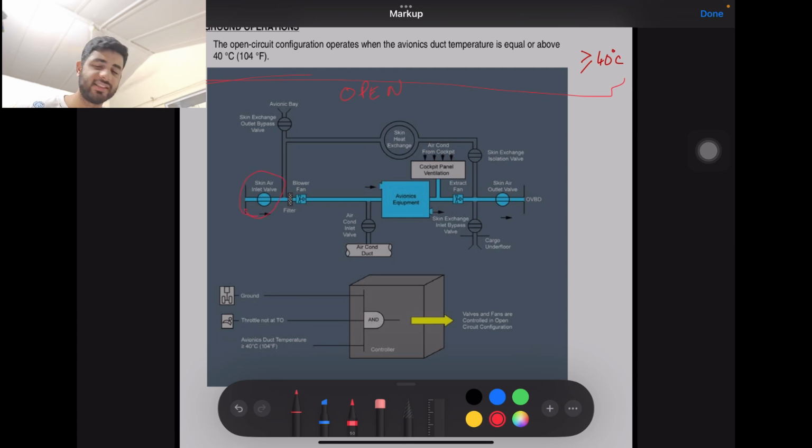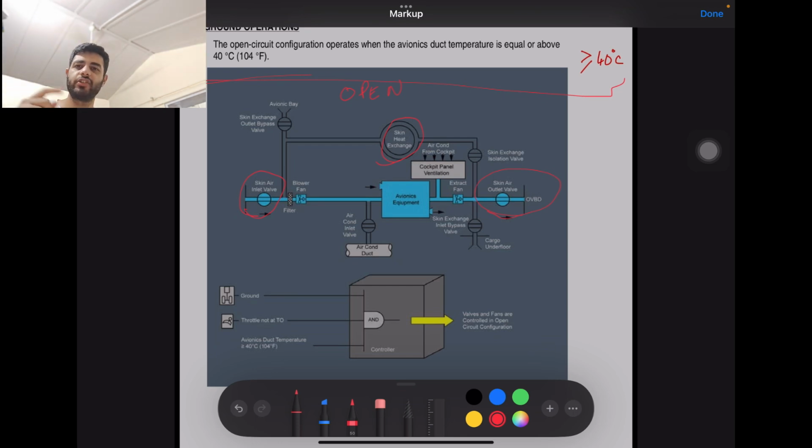So you have an inlet valve, the skin air inlet. The skin means the aircraft boundary, right at the aircraft boundary. That's called the skin. Just like we have skin, the aircraft skin, the skin air inlet and skin air outlet valves are there. You have a skin heat exchanger in the center. Let's take your body as an example again: your body interacts with the atmosphere by transferring heat from the skin itself.